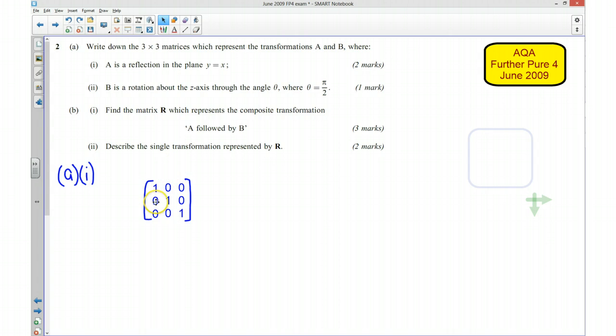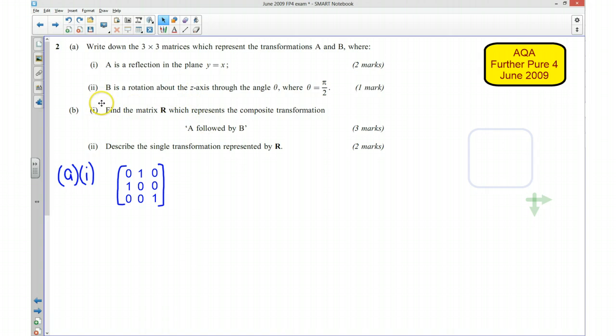So on our identity matrix, if we simply swap the y and the x around, so that first column was the x and the second column was the y, then this here will be our transformation matrix. So any position vector that I multiply this by, the x and the y of that position vector will swap places. So this is a reflection in the plane y equals x. So I'll stick that there as our answer for that.